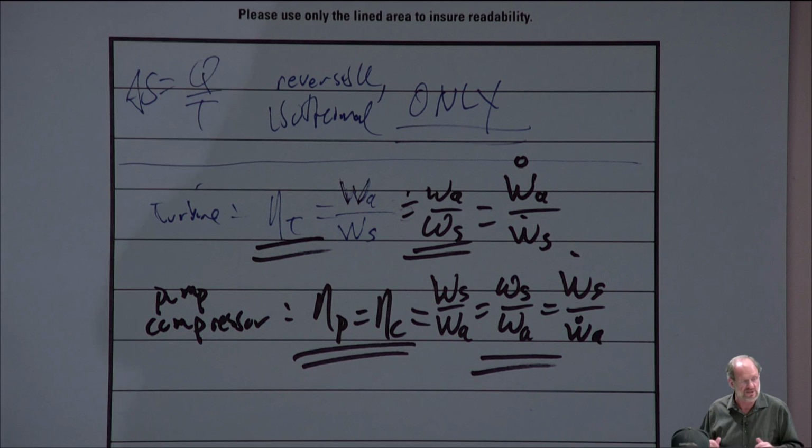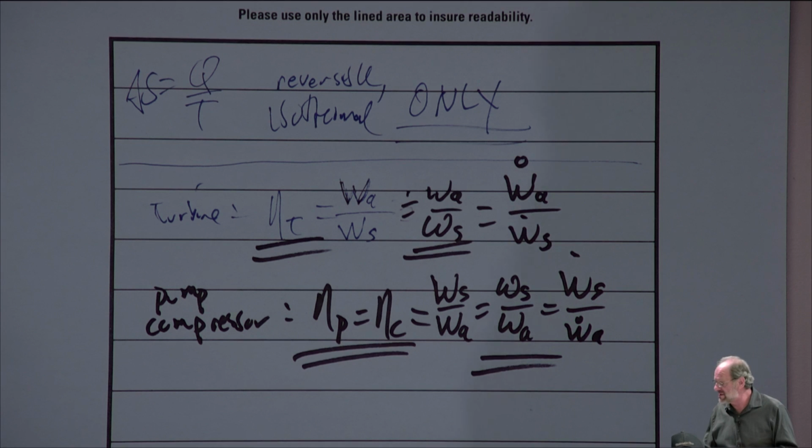And note that the maximum is 100%, right? If it's a truly ideal pump, turbine, or compressor, then the efficiency is 1.0. If it's an actual device, well, clearly the efficiency has to be less than 1 or less than 100%. So these numbers are always less than 1.